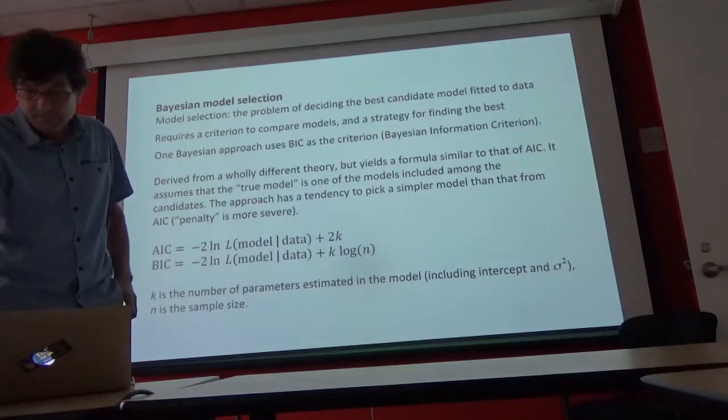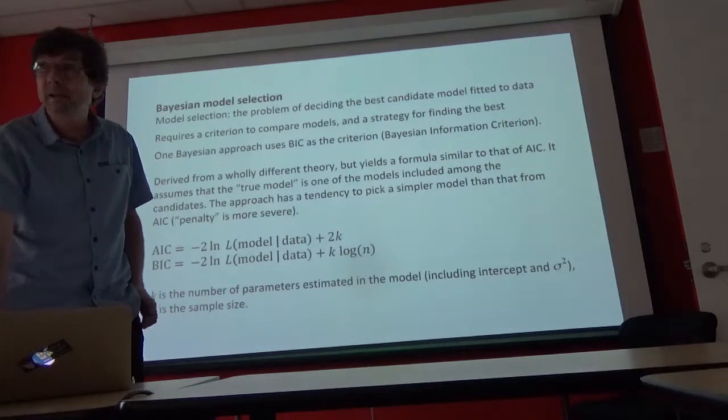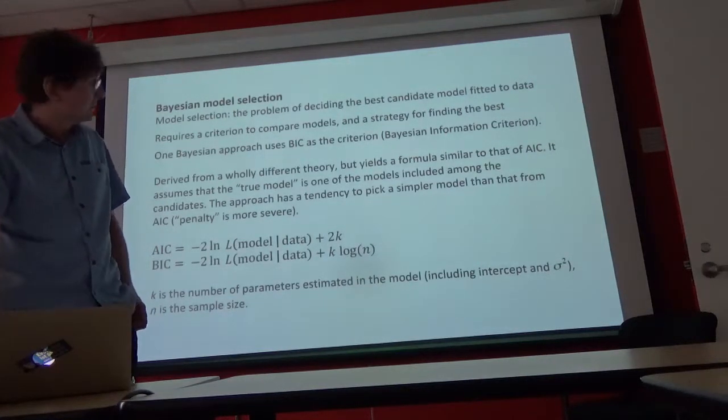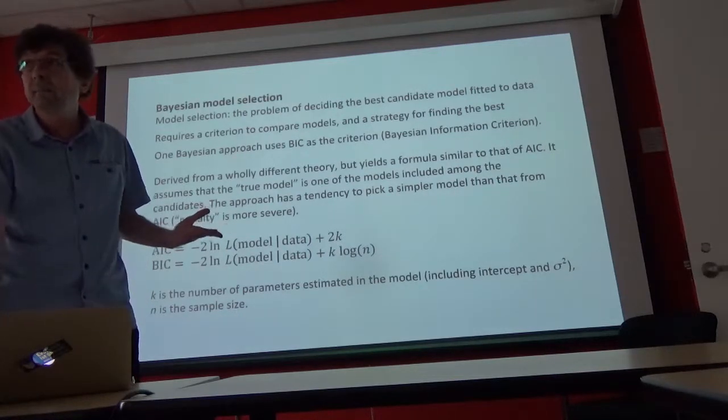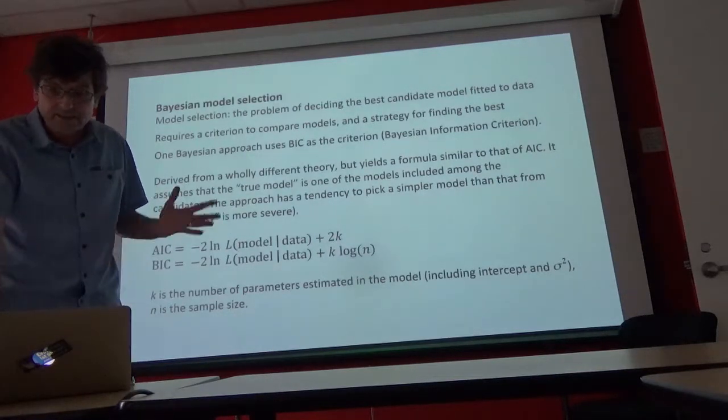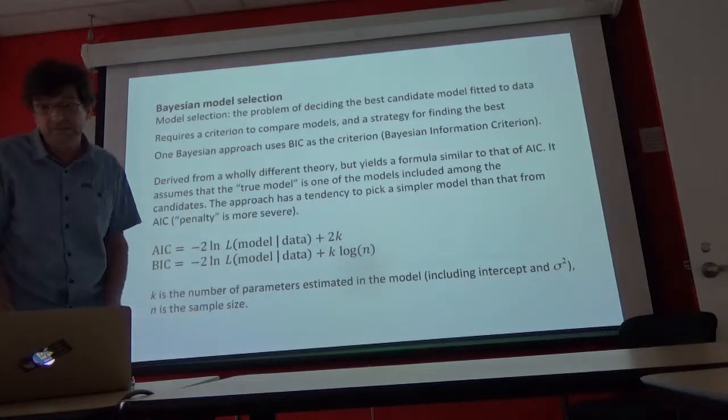I don't have time, but there's Bayesian model selection, BIC instead of AIC. I have a few comments about that here. You've already seen maybe BIC in your analyses. It spits it out, and you might have wondered what it is. Here it is.